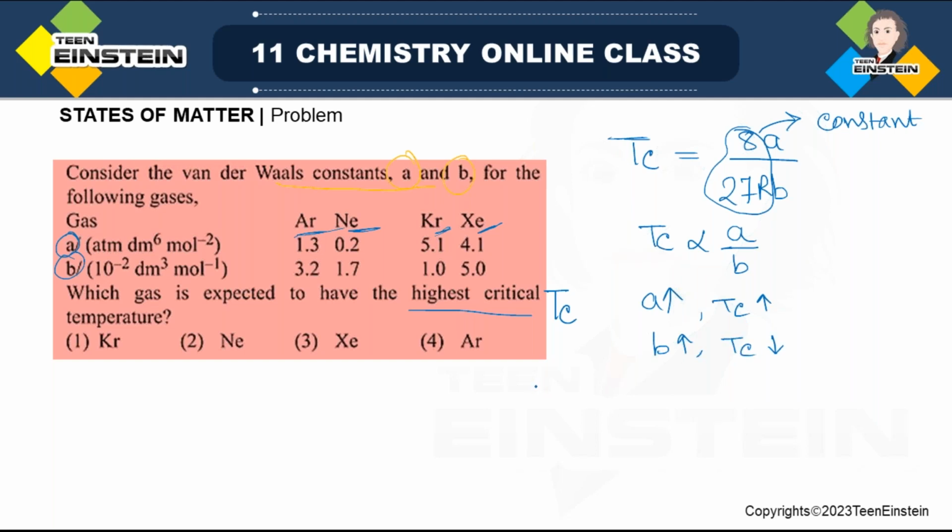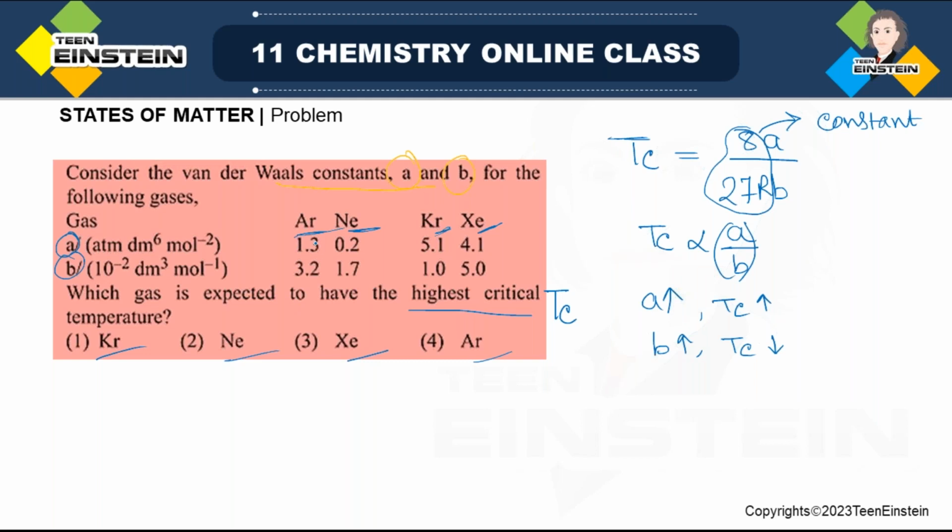So we have to check the ratio for all these four gases. So here the ratio will be max. When will the ratio be max? When a is very high and b is very low. So the highest ratio of a by b will lead to the max value of Tc.